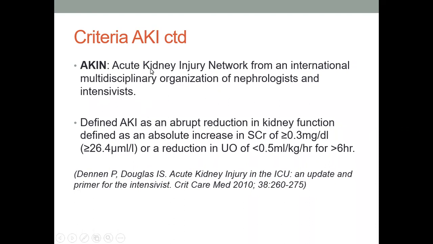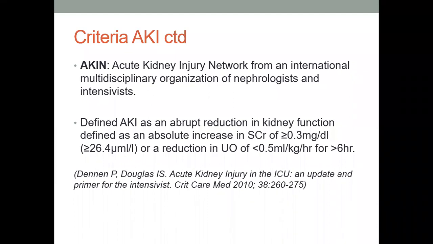All right, the second criterion that is used in AKI is the AKIN criterion, which is the Acute Kidney Injury Network. This came about from an international multidisciplinary organization that involved nephrologists. This criterion defines AKI as an abrupt reduction in kidney function, which is defined as an absolute increase in serum creatinine of more than 0.3 milligram per dL.